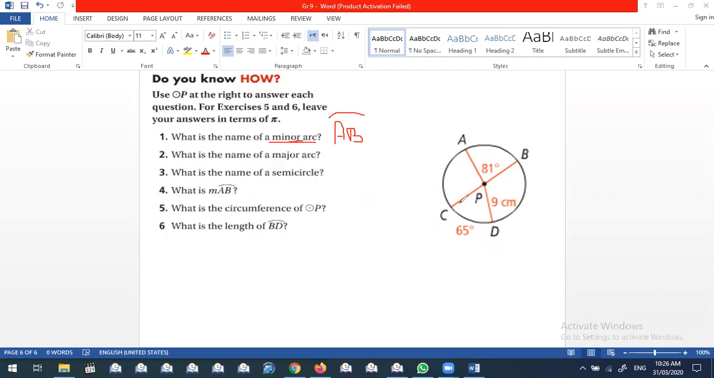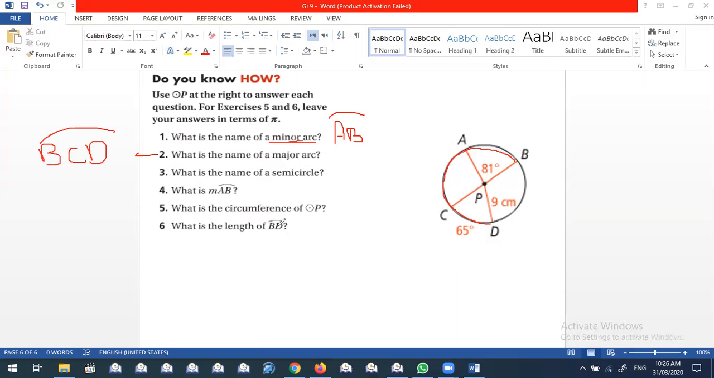So the diameter here is BC. So you can take the arc BCD, this arc. This arc is major, BCD, and write it with 3 letters. Number 2, arc BCD. Or sometimes we call it BDA, no problem.